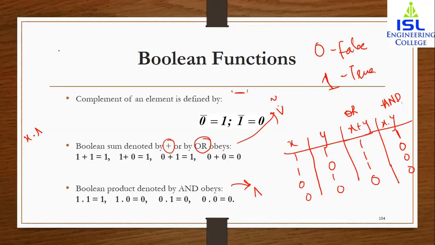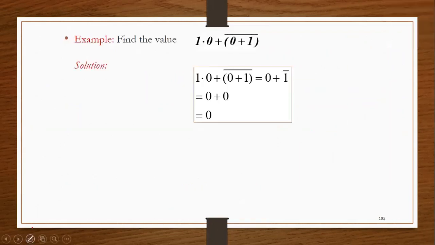We have studied logical equivalence in Unit 1. So the same can be applied to Boolean algebra also. Also, equivalences of compound propositions can be translated into Boolean algebra. We have a table which we will see later. For now, let's see an example. Find the value of 1 Boolean product 0 plus this.